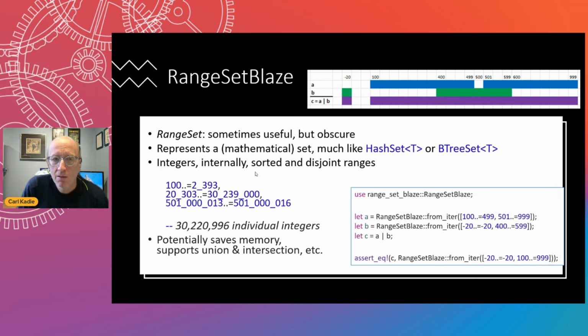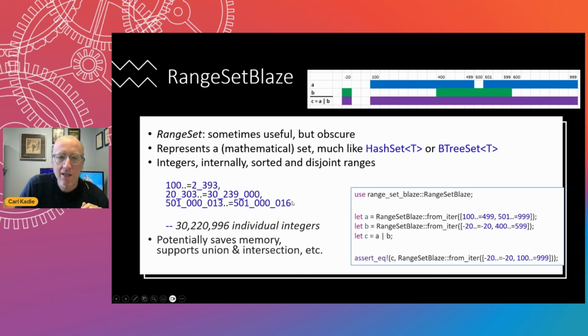Let's talk a little bit about the Range Set Blaze data structure. A range set itself is a sometimes useful but obscure data structure. The point of a range set is to represent a mathematical set. So in that way, it's like the standard Rust data structures like hash set or B-tree set, some set of elements. The difference with a range set is that it's restricted in the kind of things it can represent, and that internally it stores those things as a sorted, disjoint list of ranges.